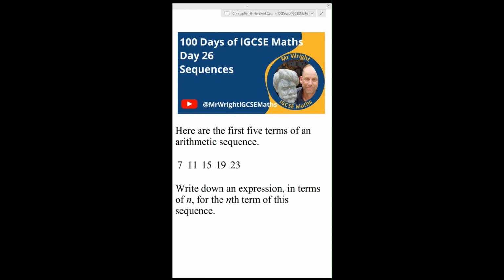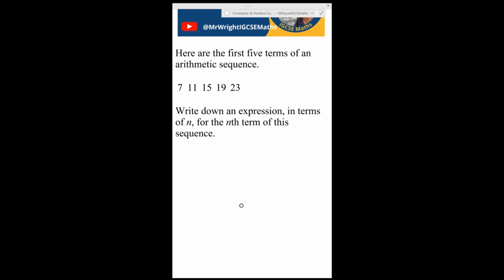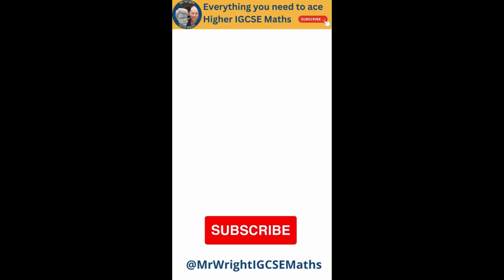Okay, so I've got an arithmetic sequence. I can see the constant difference is 4. So my nth term is going to be 4n, and then I need to have a correction factor of 3 to make sure that first term is 7.